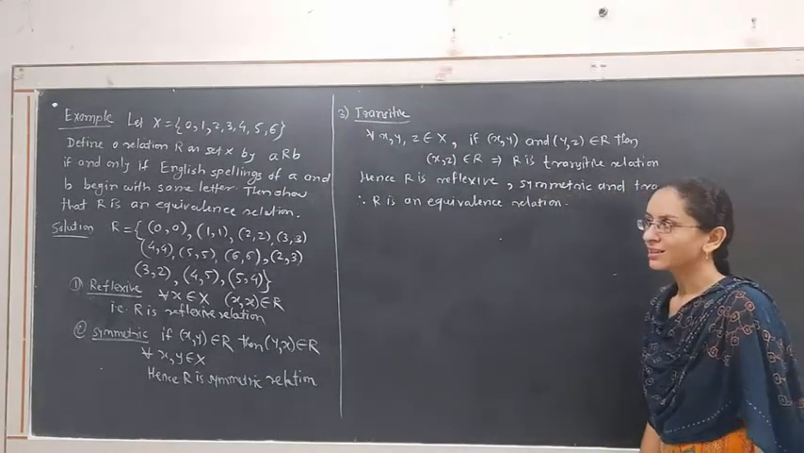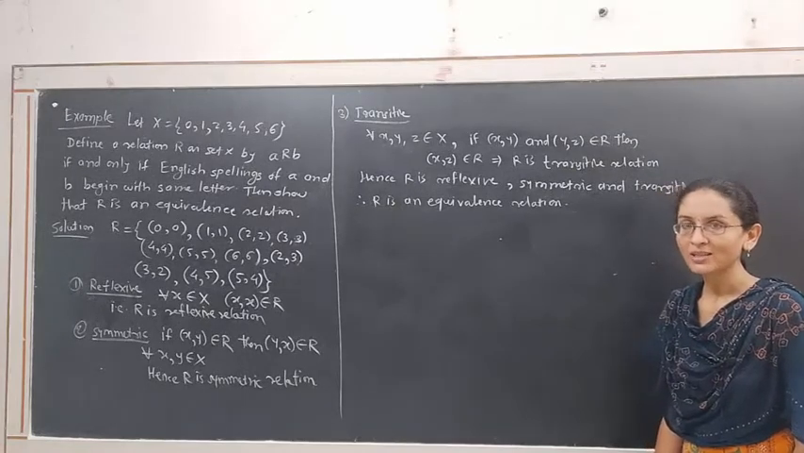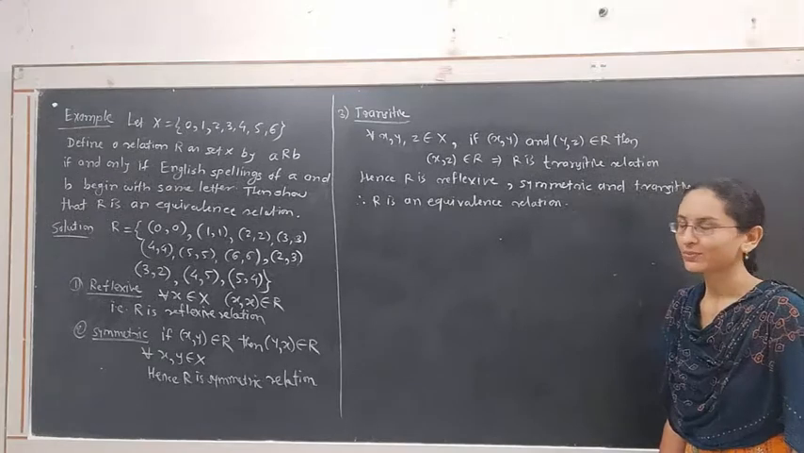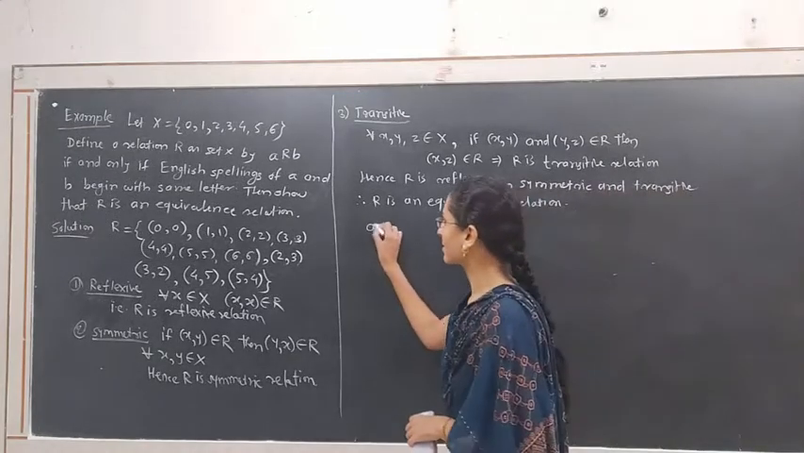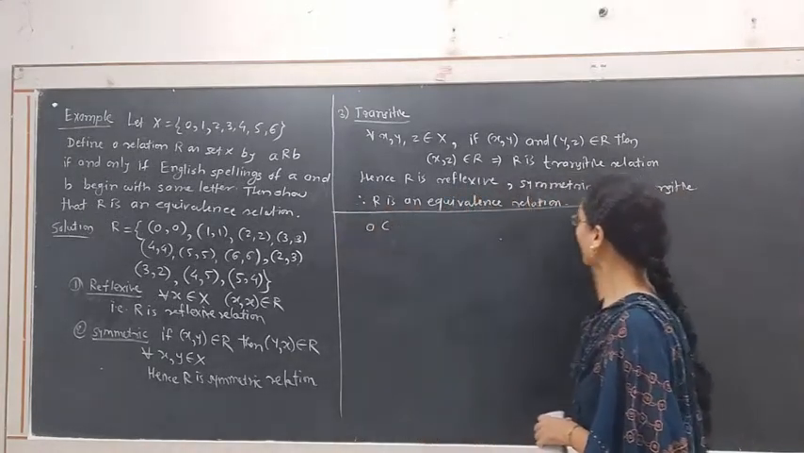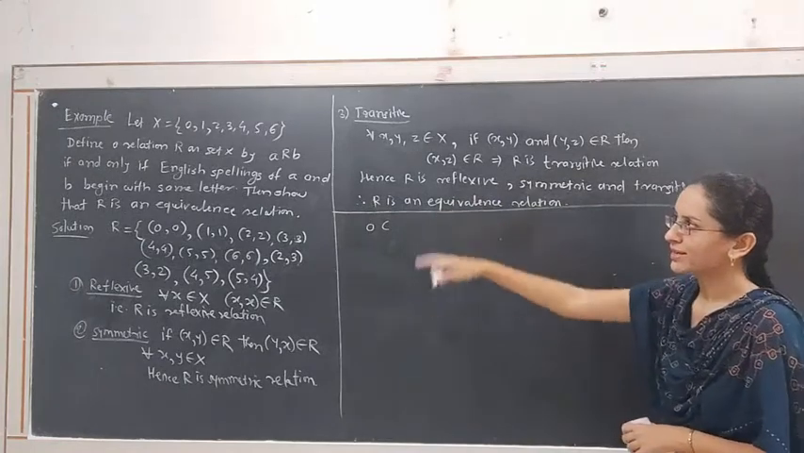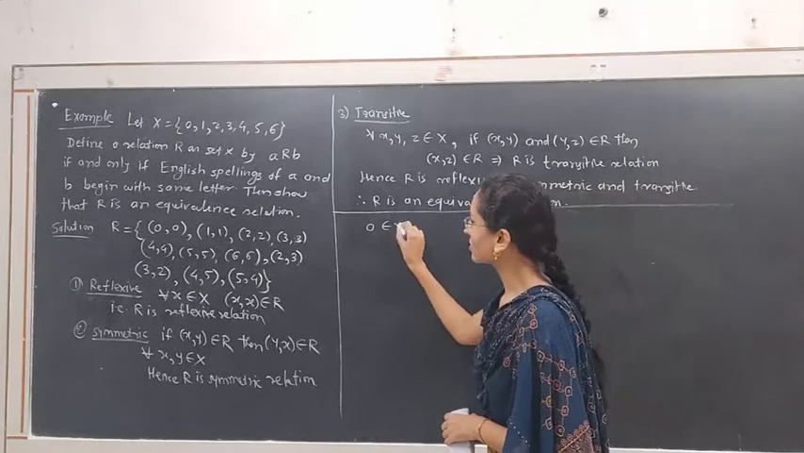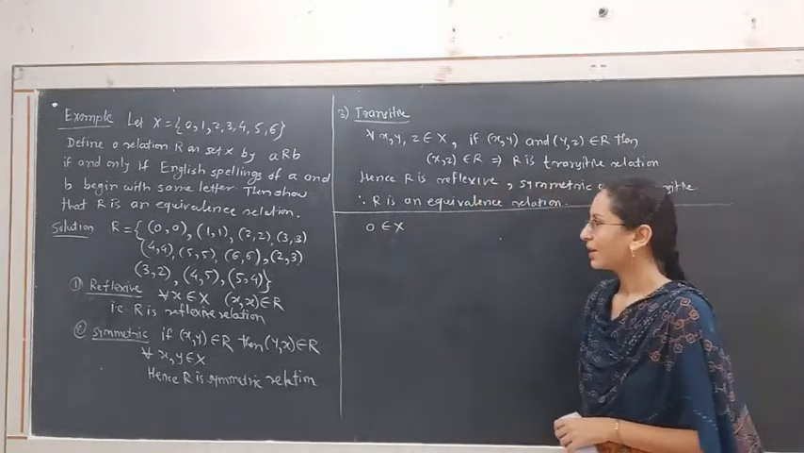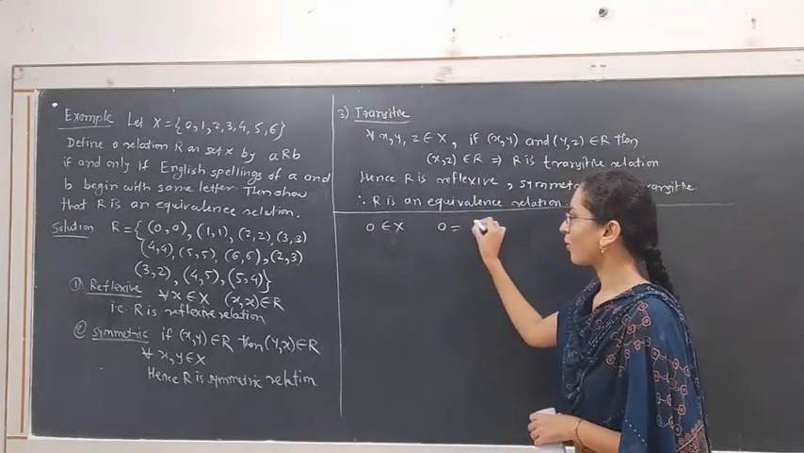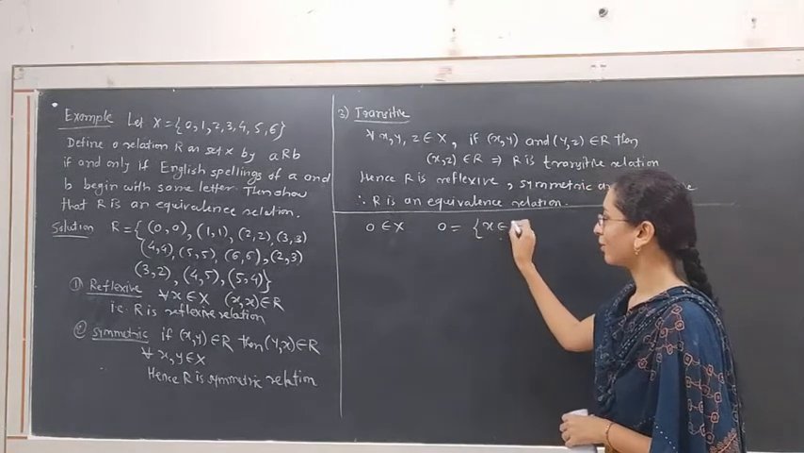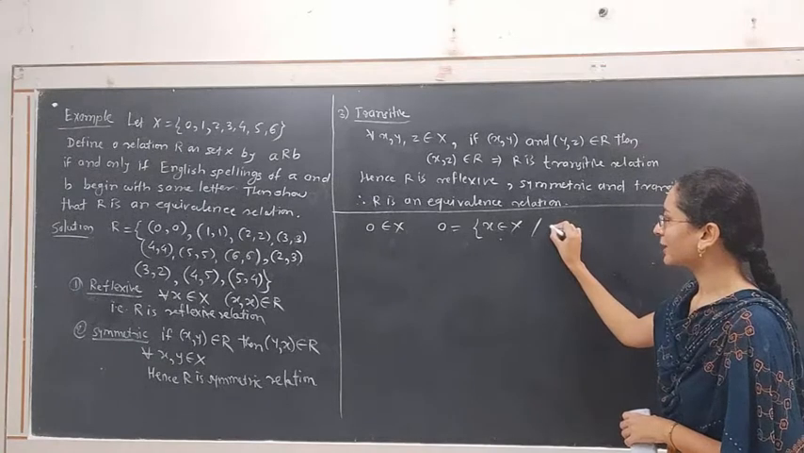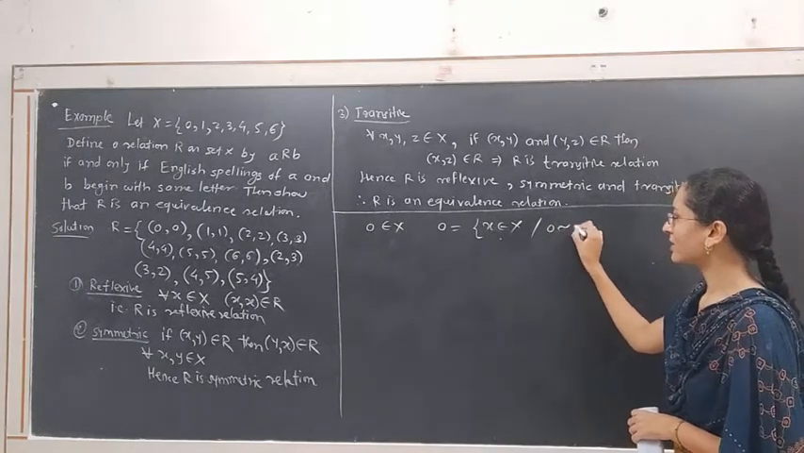Now, if I consider the set of all elements that are related to each element of set X, 0 belongs to X. The solution of this example is over here. Now consider 0 belongs to set X. If I collect all the elements of the set X where 0 is related to X, 0 is related to X.